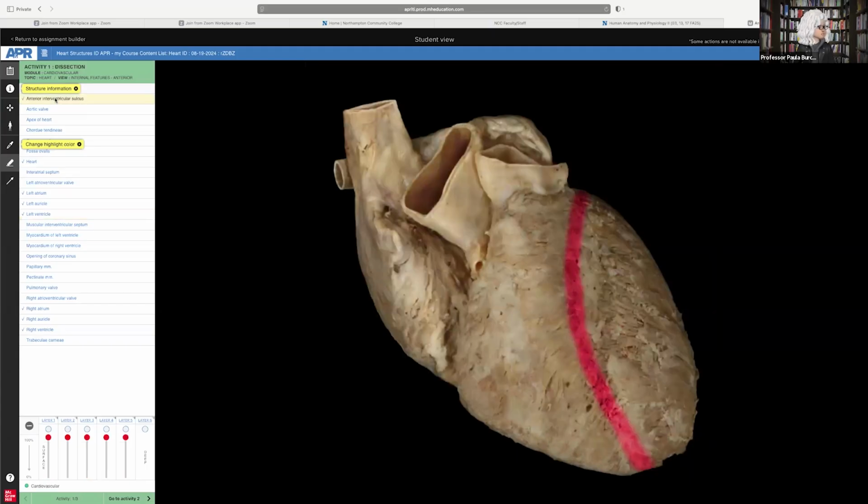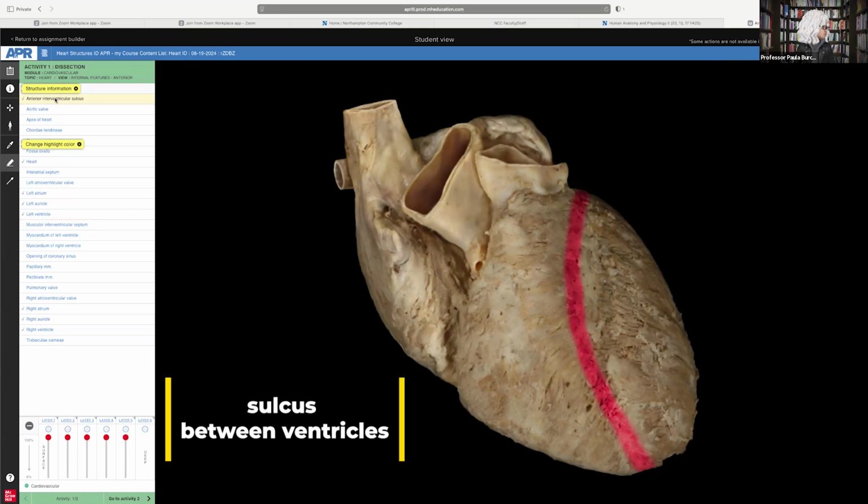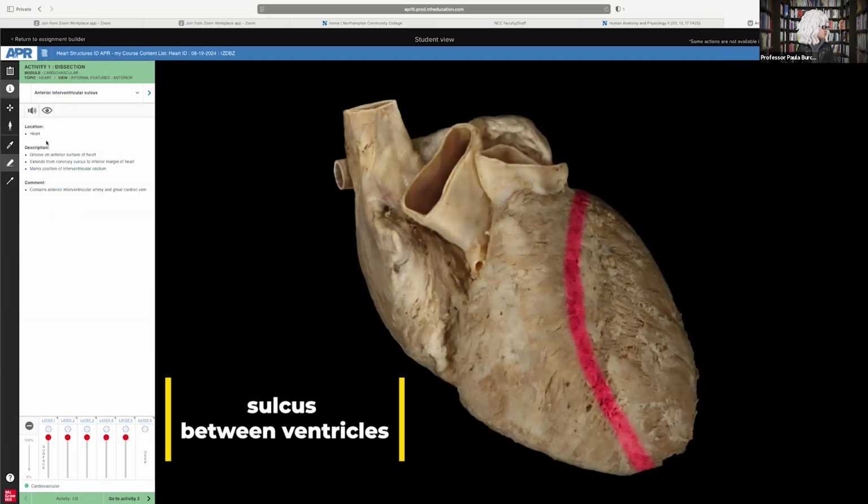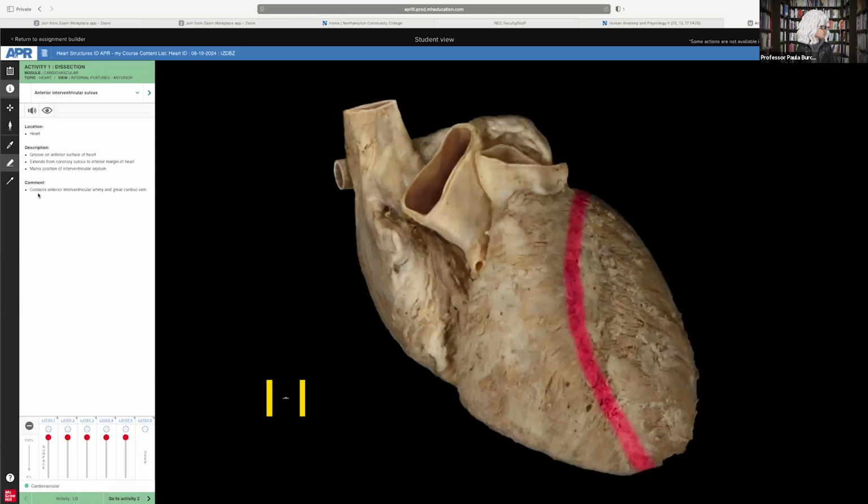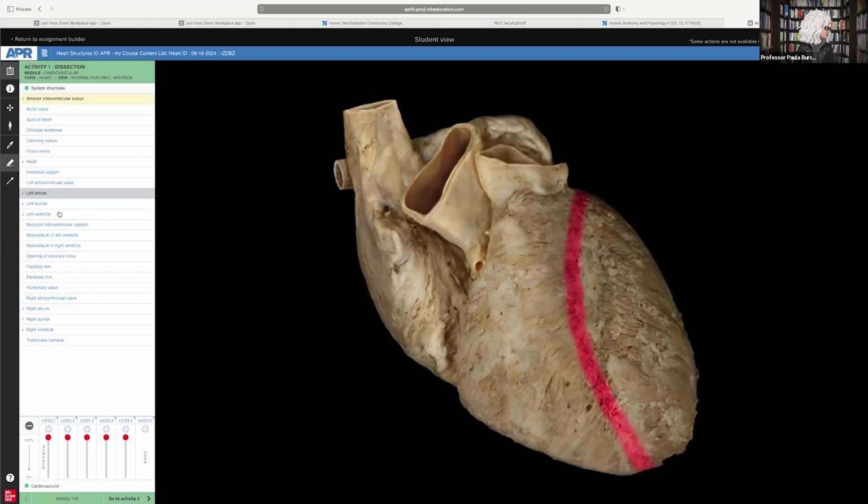From an exterior view, you can see an indented place or a groove, and this is called the interventricular sulcus. Now remember, with all of these, you want to go over here and read the description and any comments, because I could draw some text-based questions from that information. So now we're going to go back here.